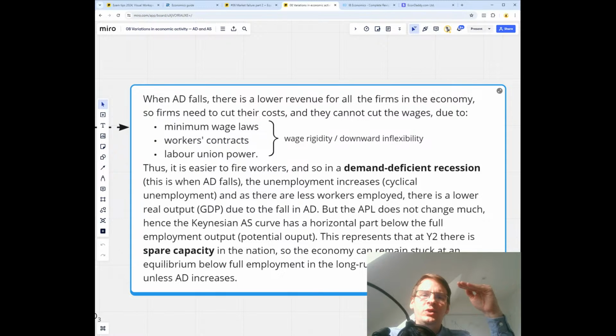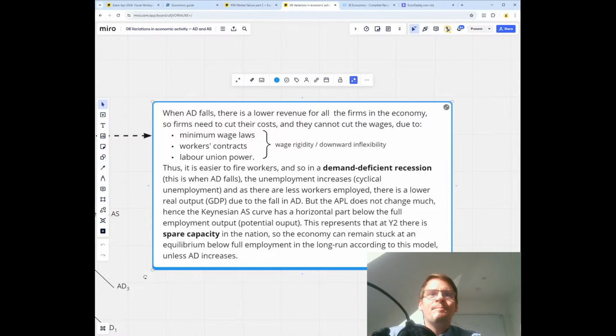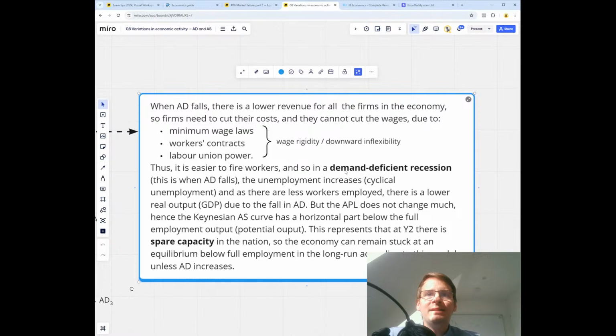So wages are not going down; they are rigid, so to say, downwards. That's what we call wage rigidity or downward inflexibility. That's why it's easier to fire workers. It's better to say lay off, okay, in an exam. And so in a demand deficient recession, when aggregate demand is falling, unemployment is going to go up because all these people have lost their jobs.